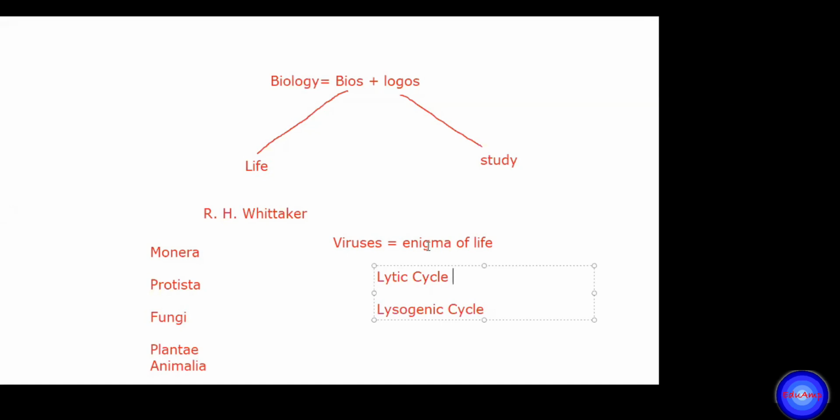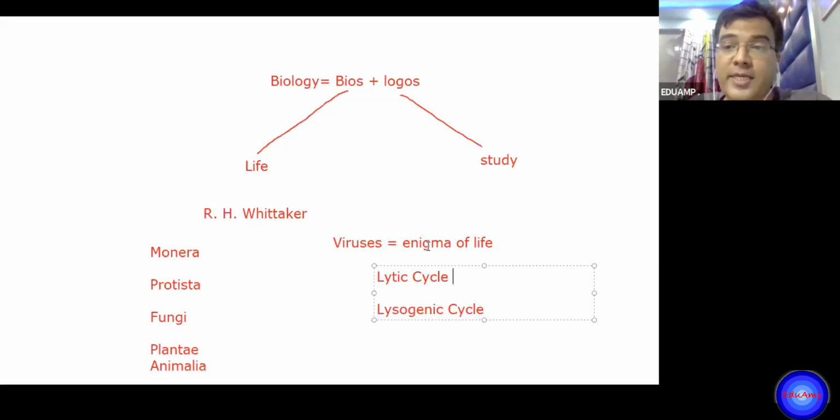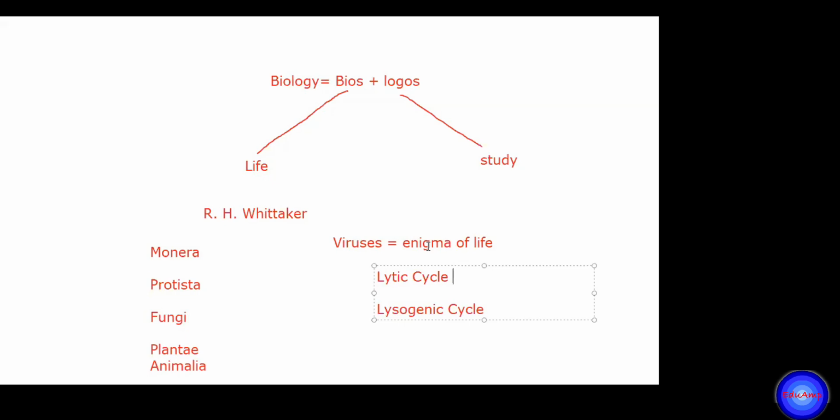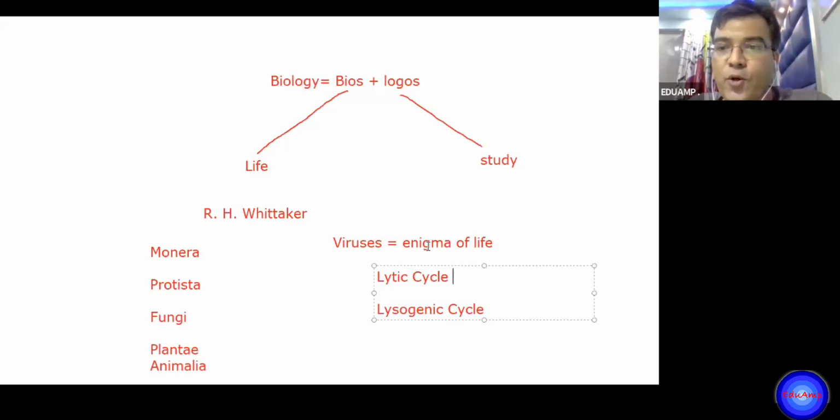COVID-19. Yes, COVID-19. COVID-19 is the name of the disease, beta. The name of the virus is coronavirus. Yes, coronavirus. We all are sitting at home because of that virus. So it is very important to know about them. So Lytic cycle, sir.